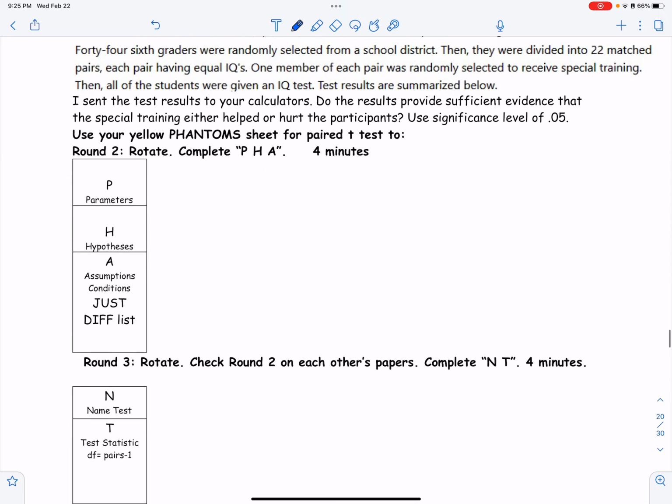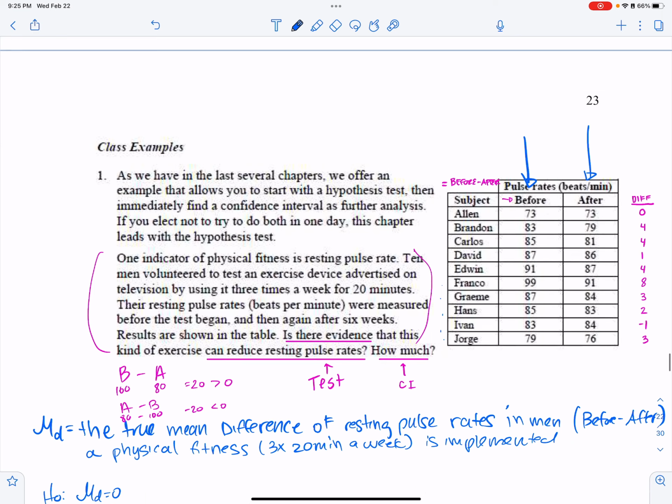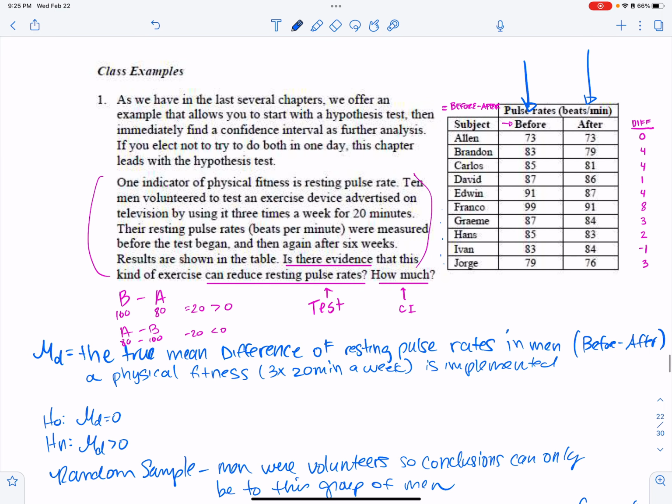Okay, so we did this one in class, our speed dating one, and here's a class example we're going to go through real quick. This is asking, is there evidence that this kind of exercise can reduce resting pulse rates? If you haven't read this one, go ahead and put the video on pause and read through it. Is there evidence? That indicates I have a hypothesis test. When it says how much, that indicates it's a confidence interval.